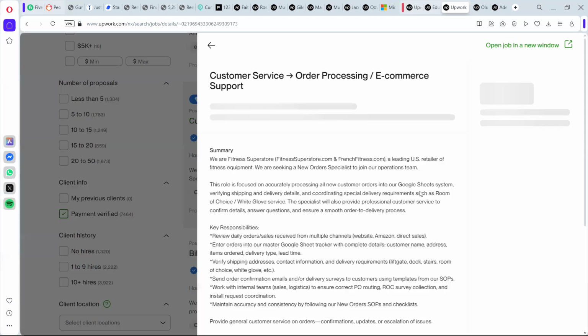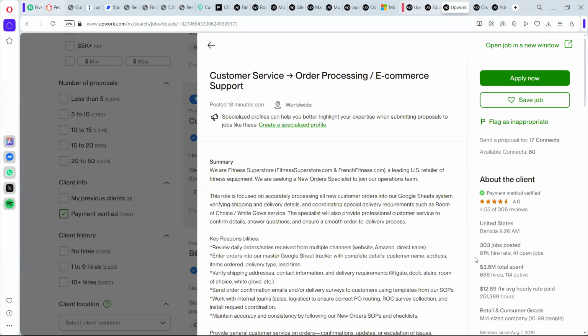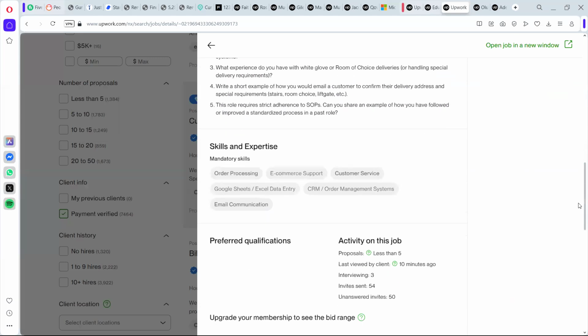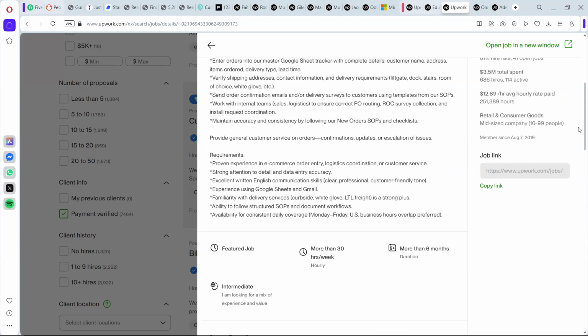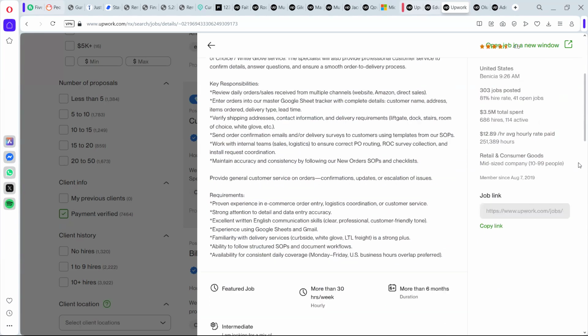This is a featured client, and this client has spent $3 million. So look, they spent $3.5 million, 81% hire rate, and they've paid a lot. This is a mid-sized company, but they spent $3.5 million on Upwork. See the invites. They've sent 50 invites, and 3 people have replied out of it. But they posted this job 18 minutes ago.